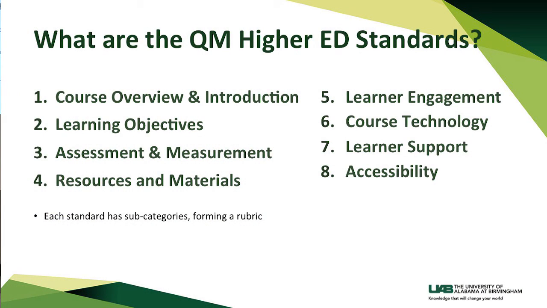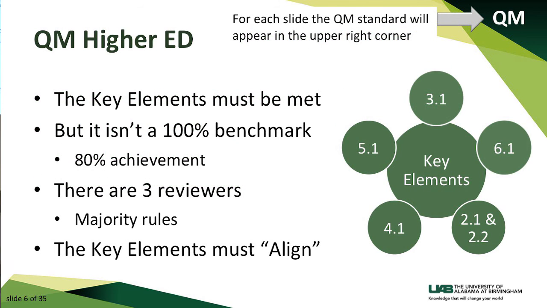So what are the QM higher ed standards? There are 8. Course overview and introduction, learning objectives, assessments and measurements, resources and materials, learner engagement, course technology, learner support, and accessibility. Each of these has subcategories that form a rubric. There are these key elements. So you can see they're 2.1 and 2.2, which are back up here in learning objectives. And then the first element from 3, 4, 5, and 6. We'll talk about those in a second.